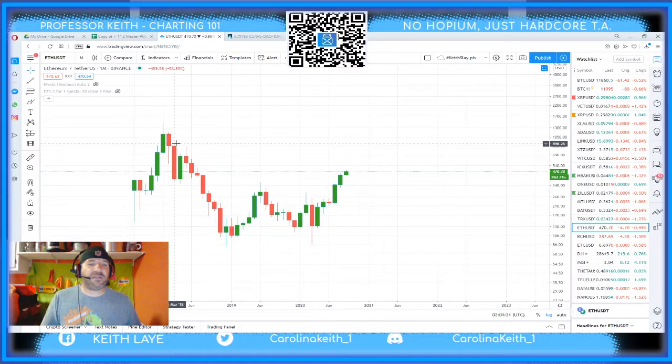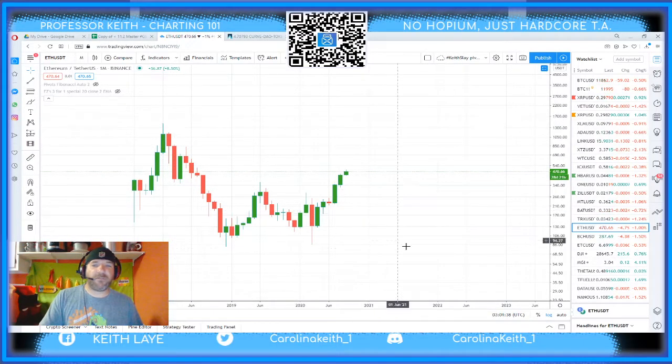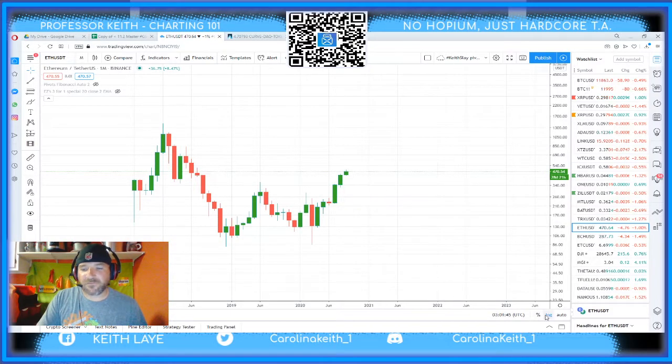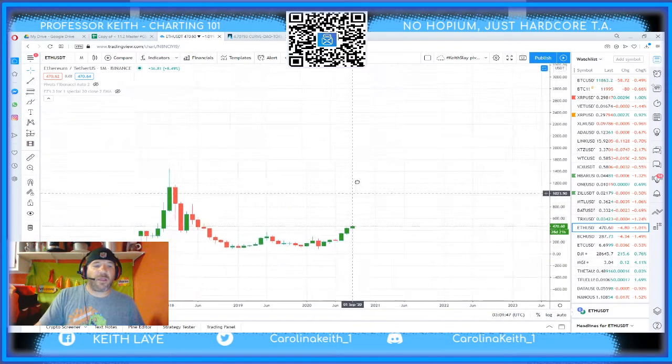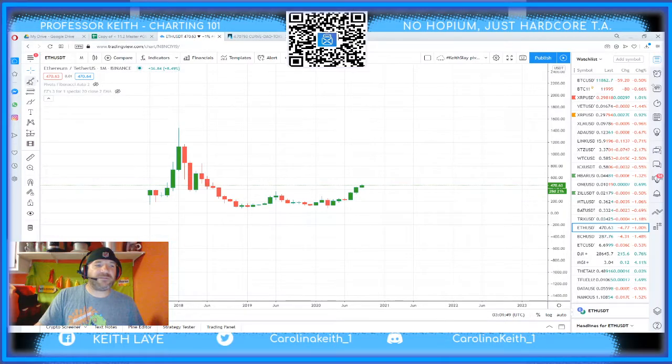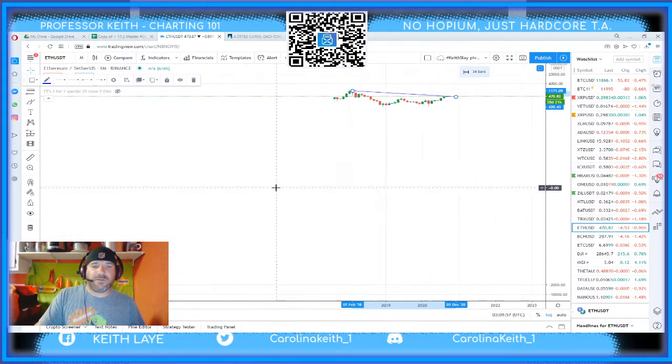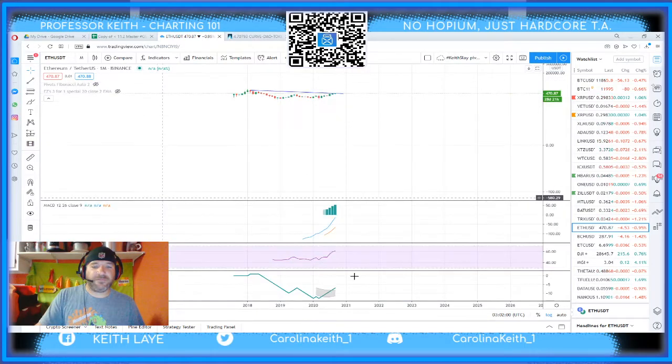The first thing I do is draw a couple resistance lines on every chart that I do, no matter what. And before that, I always check to make sure I'm in log mode down here, bottom right corner, where you have auto or log. If you're not in log mode, you're in linear mode. Here's the difference. If I draw a trend line from this point to this point, and I put it back in log mode, suddenly stuff looks really weird.